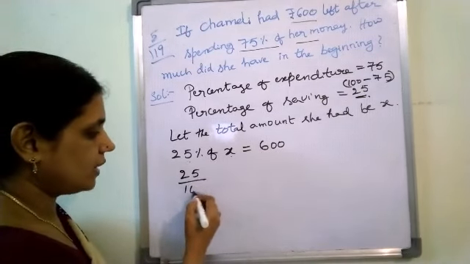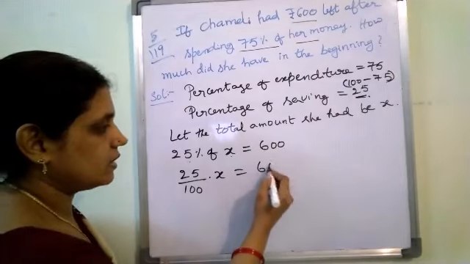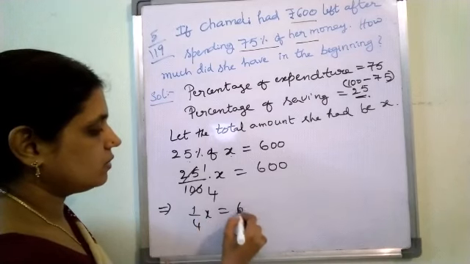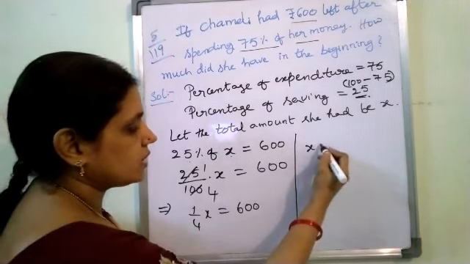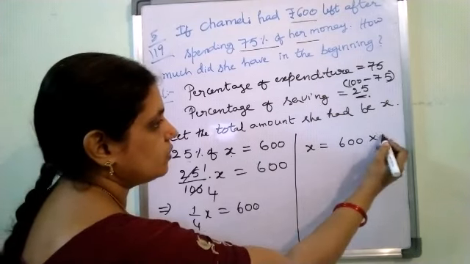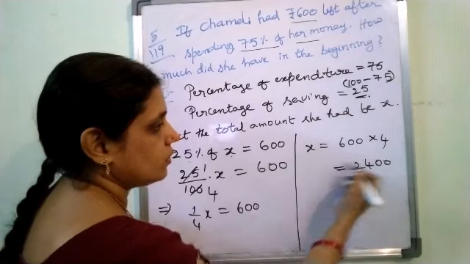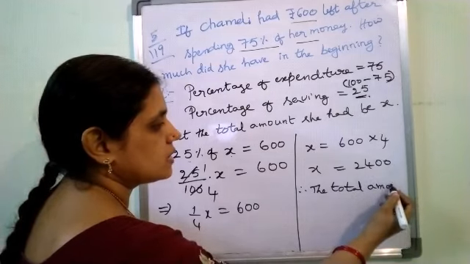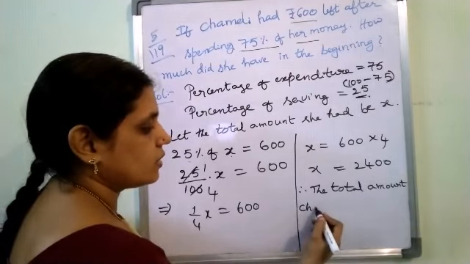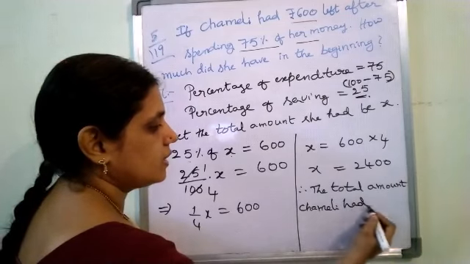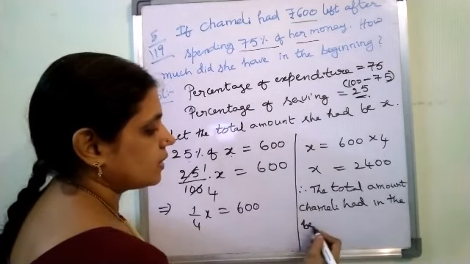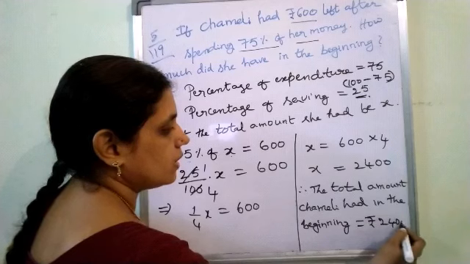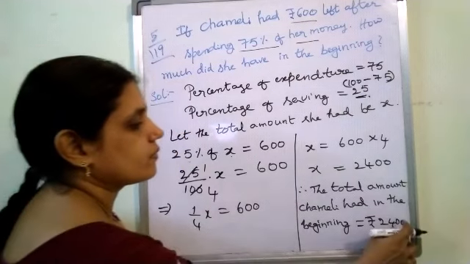Now percent means what? By 100 into X equal to 600. Now here you can cancel. So 1 by 4 X equal to 600. Now X equal to 600 into 4, transposition. Okay, 2400. So what is the total amount she had in the beginning? That is the total amount Chameli had in the beginning, equal to 2400 rupees. Understood?